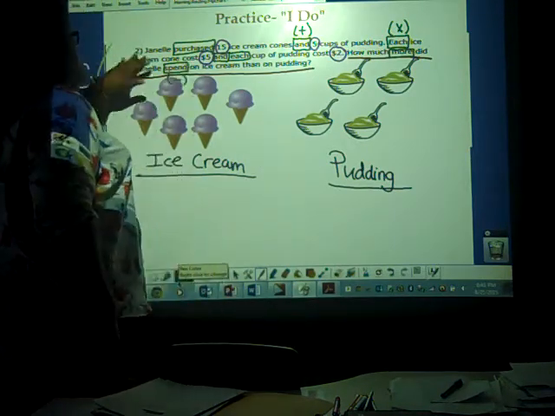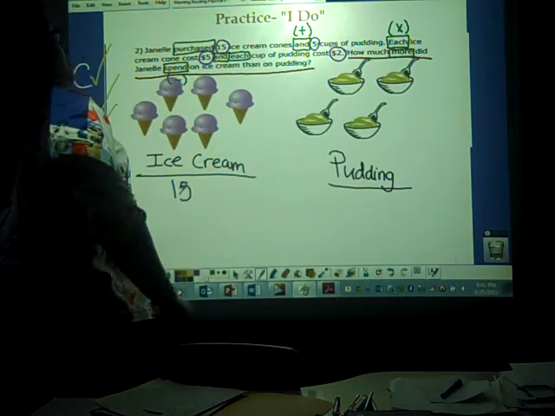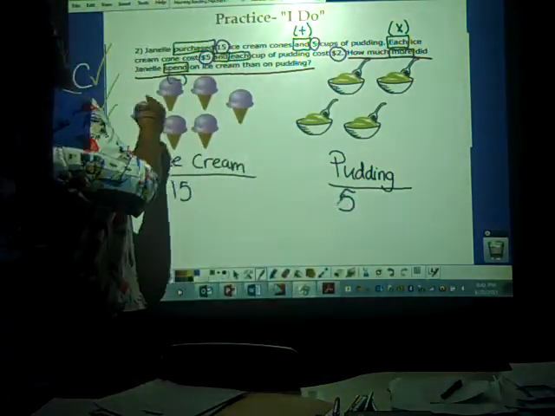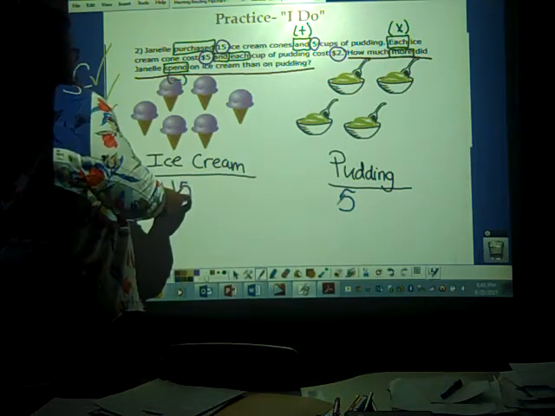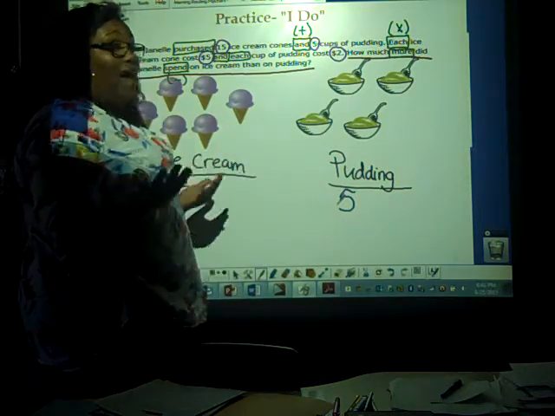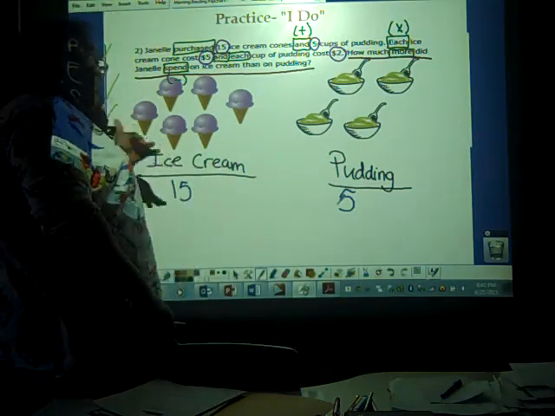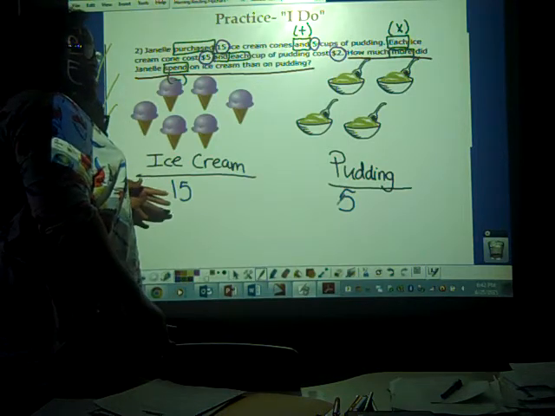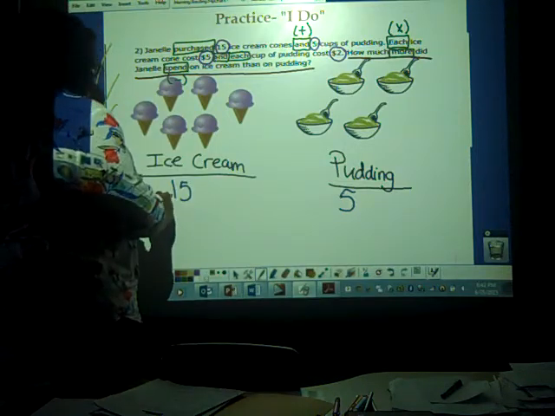Alright. Janelle purchased 15 ice cream cones and 5 cups of pudding. Each ice cream cone costs $5. So I could do 5 plus 5 plus 5 plus 5 plus 5, writing out 5 15 times. But who has time to do that? Not us. Because we know that repeated addition is the foundation for multiplication. So 15 times 5.